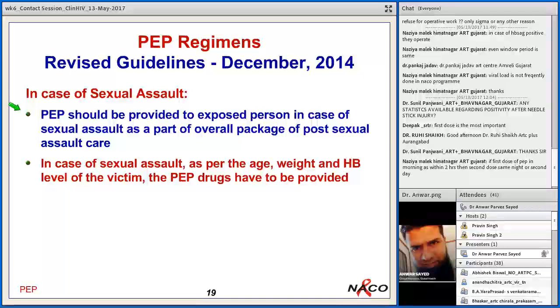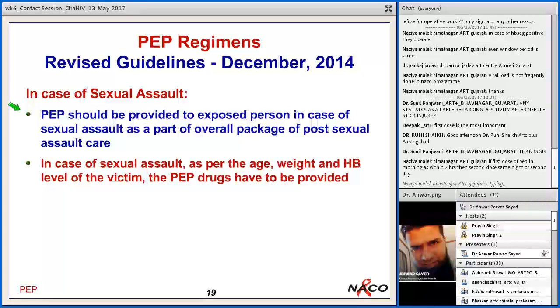Now, post-sexual assault, PEP should be provided to the exposed person as part of the overall package of assault care. In case of sexual assault, as per age, weight and hemoglobin, in case of pediatric patients, all those things need to be seen in the victim, and then PEP provided. Sometimes in practical scenarios, these cases are reported late, and at that time there is no answer on how protective PEP will be in that particular victim. But if someone comes to you and asks for PEP in those situations, it is better to give it than to worry about whether it will be effective or not.